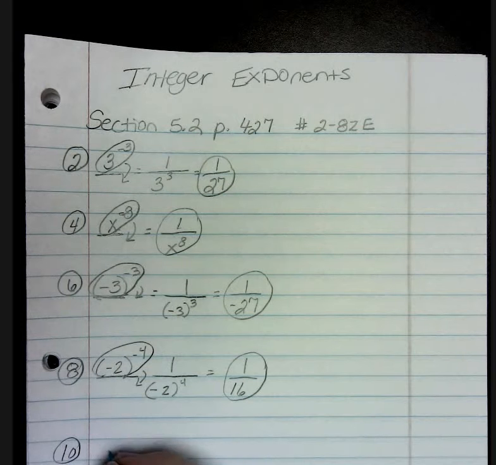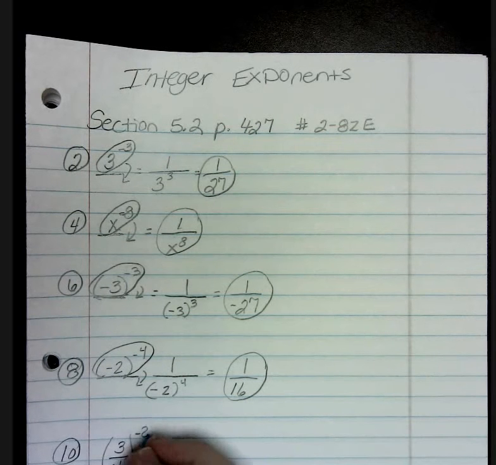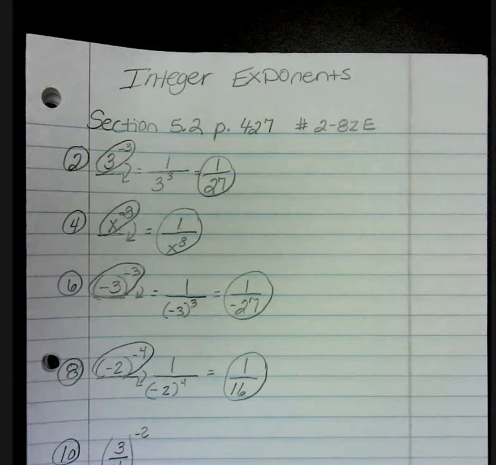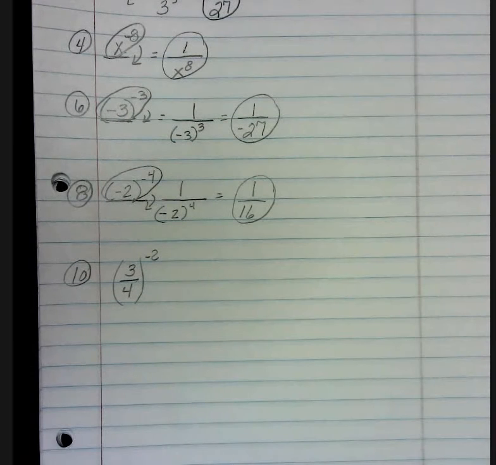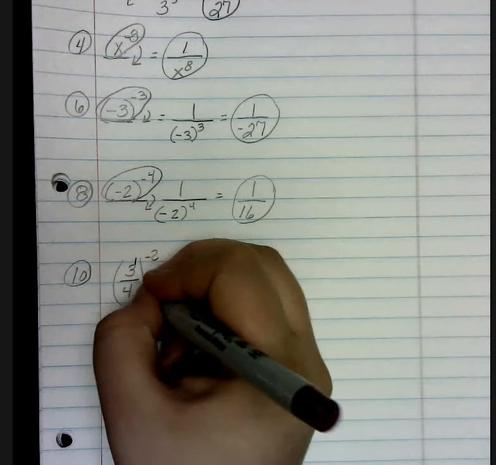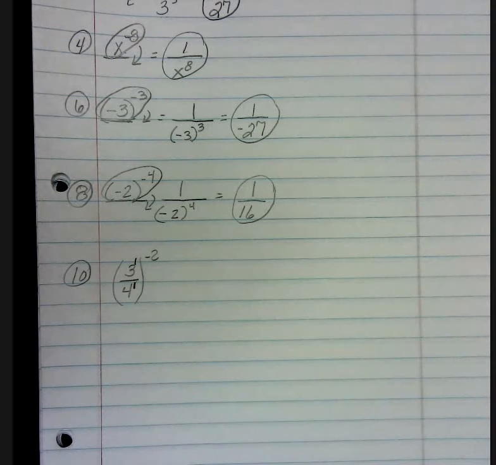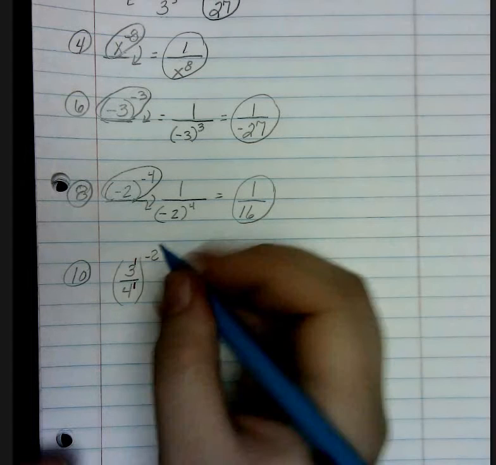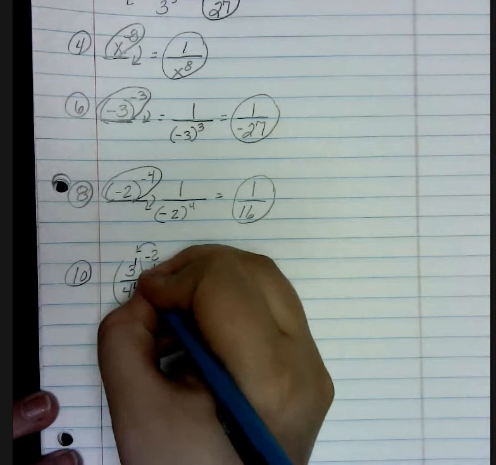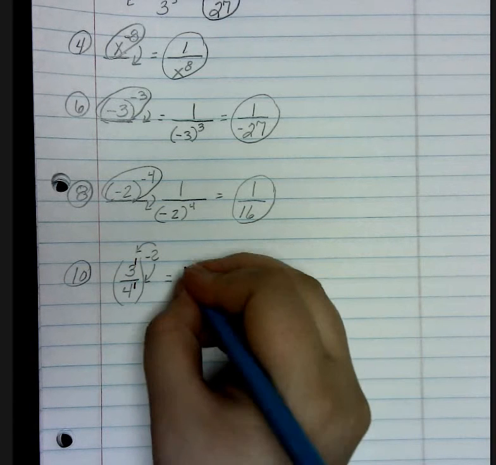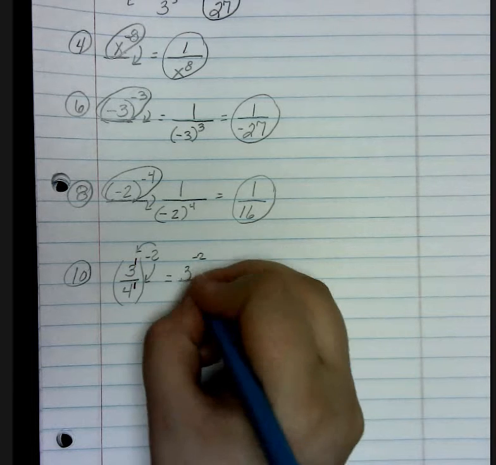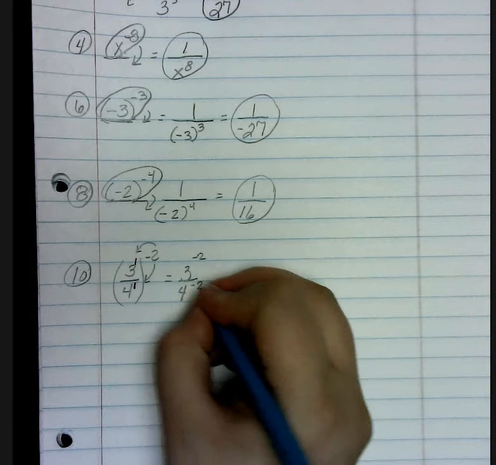On number 10, we have 3 over 4 to the negative 2 power. So remember that you have an understood exponent if it's not written. So we've got an exponent of 1 here and an exponent of 1 here. So I'm going to distribute that negative 2 into both of those exponents. So I would have 3 to the negative 2 divided by 4 to the negative 2.